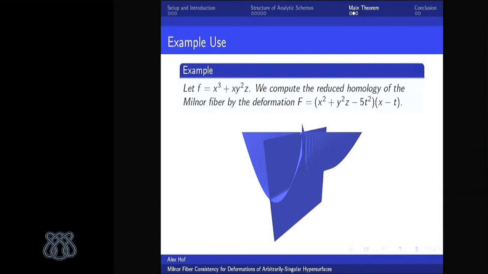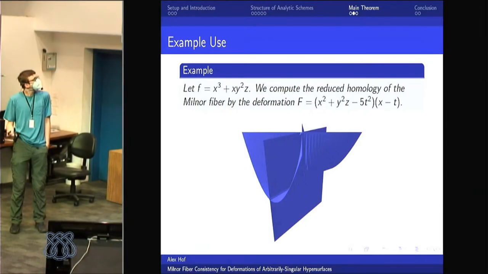And I thought I'd close off with just an example of how to use this theorem in practice. So we have a function x cubed plus x y squared z, and you can see what it is. It's not terribly exciting. I've just taken a Whitney umbrella and I've stuck a plane through it. And you can show the actual use of the theorem occurs pretty early on, and then the rest is some other stuff.